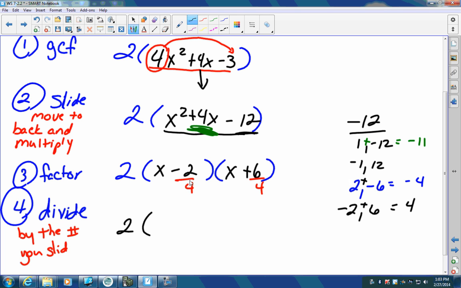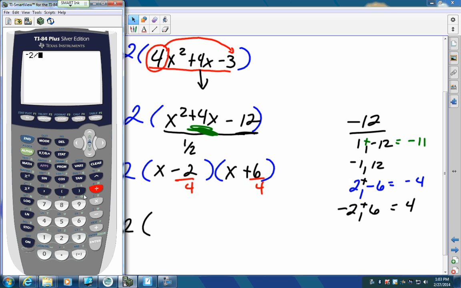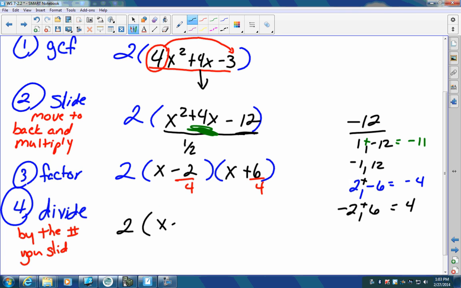Now, does 2 divided by 4, does that work out evenly? No. Can I reduce it? I can reduce it, right? Doesn't that become 1/2? If you don't know that, put negative 2 divided by 4, math, enter, and it reduces every fraction. So let's remind ourselves of that. If you go on your home screen, put in there negative 2 divided by 4, math, enter. It gives you negative 1/2. All right, so now I've got x minus 1/2.